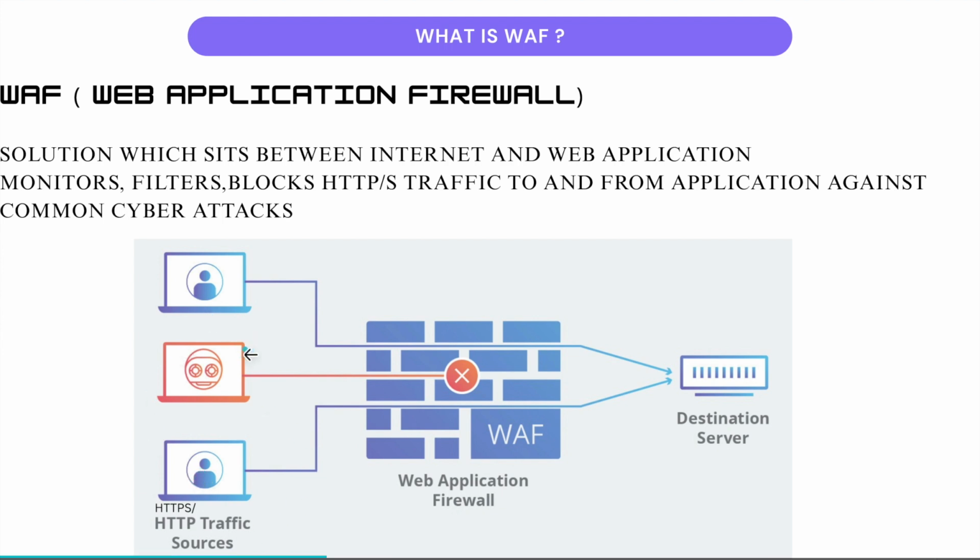So when the source of traffic comes from the internet to your application, it can be blocked or filtered with the help of WAF, and it will have certain kinds of rules. It will check for those rules, and if the traffic matches the criteria, it will block, pass, or maybe monitor. So it can do various kinds of things.